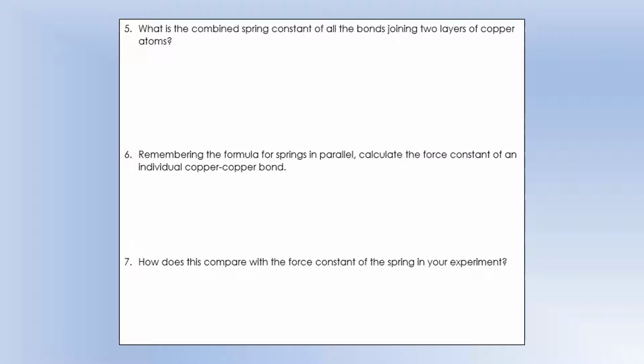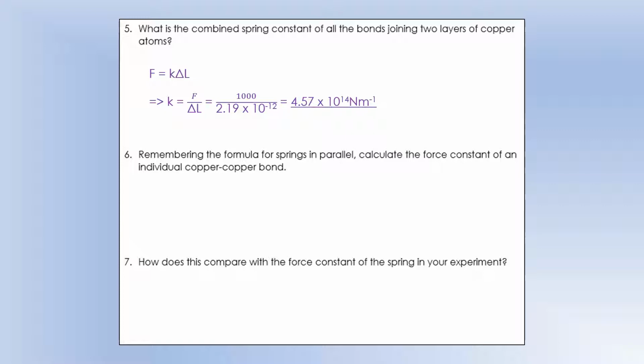And then, what is the combined spring constant of all the bonds joining two layers of copper atoms? Well, we know the force that's applied, and we know the change in length, so we can just use the mathematical form of Hooke's law to solve this. We rearrange it, do F divided by L, and that gives us a value of 4.57 times 10 to the 14 newtons per meter. So a massive spring constant here, but that's between a lot of bonds.